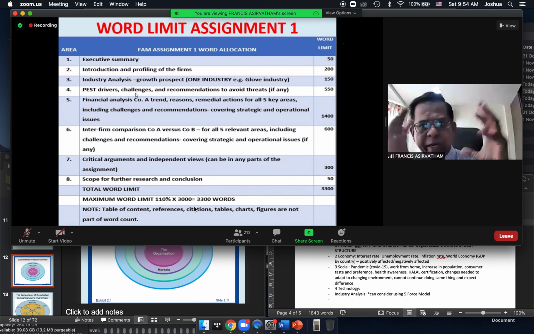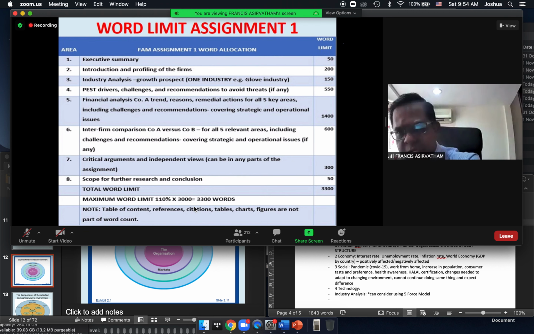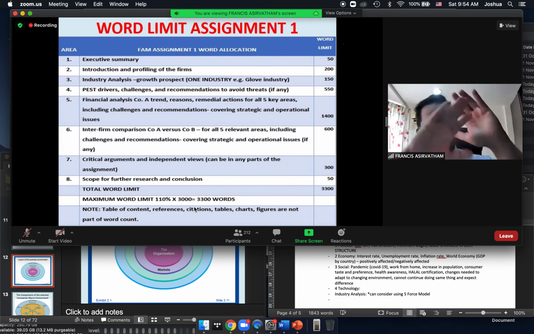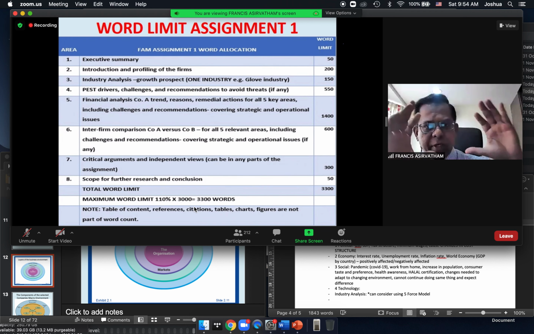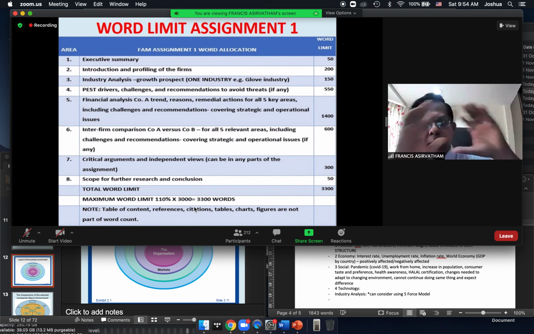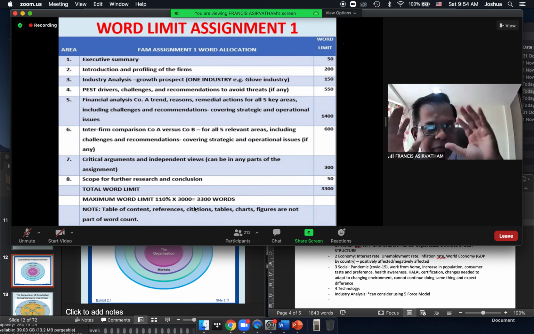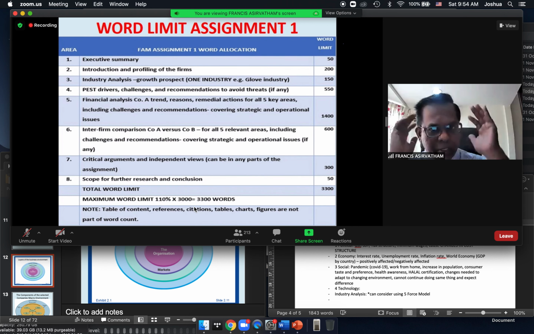Drivers means environmental changes affecting the industry, and it has to be specific, not general. Don't copy from the book. I've already given some of the drivers clearly. You modify it accordingly and update it. Put the up-to-date information into the assignment. Automatically you've done this section.